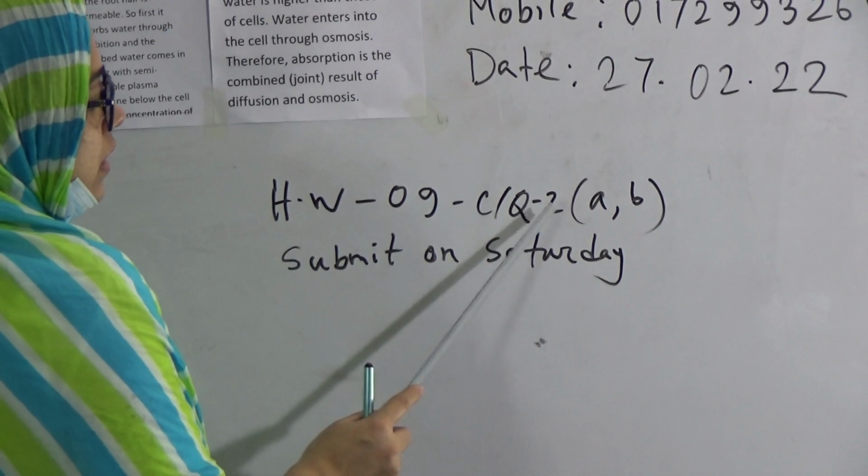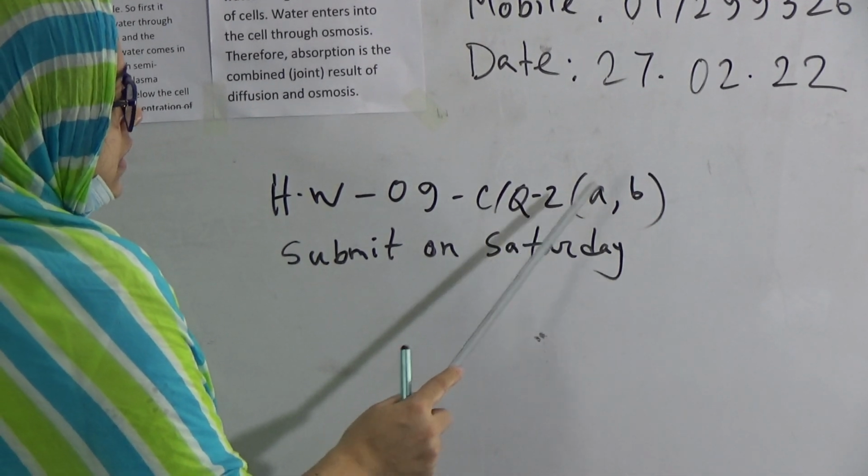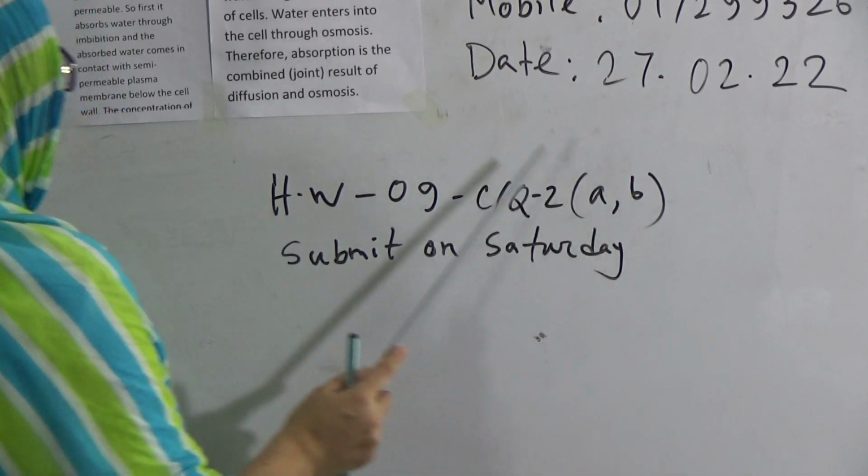My dear students, your today's SW number is 9, and creative question number 2, that is CQ2. Number A and B is your SW, and submit it on Saturday.